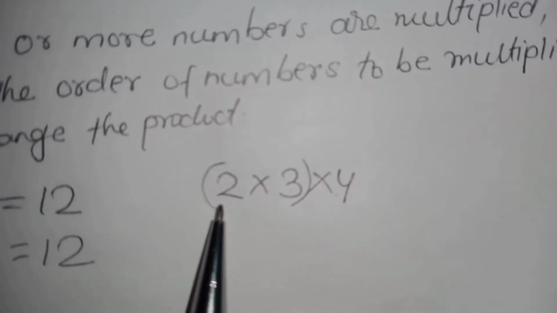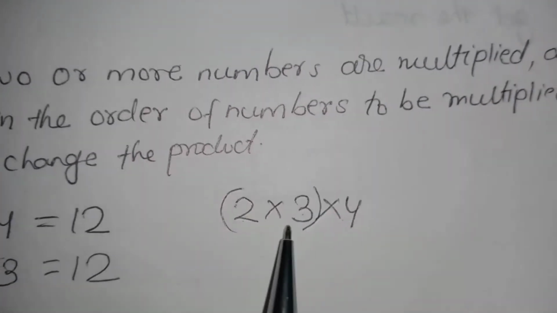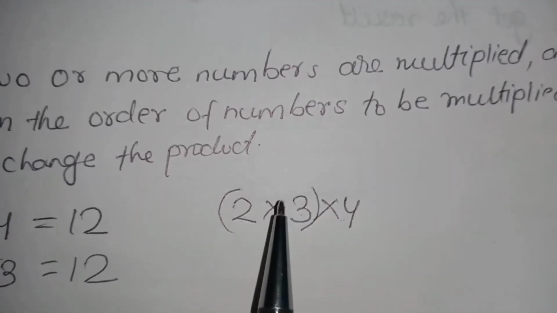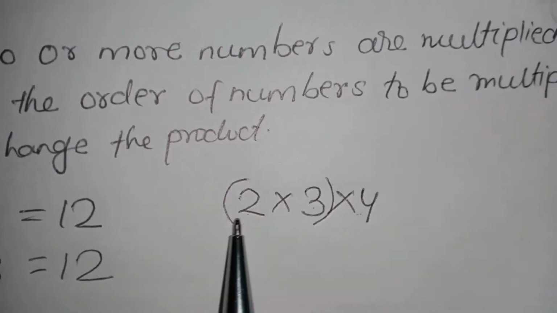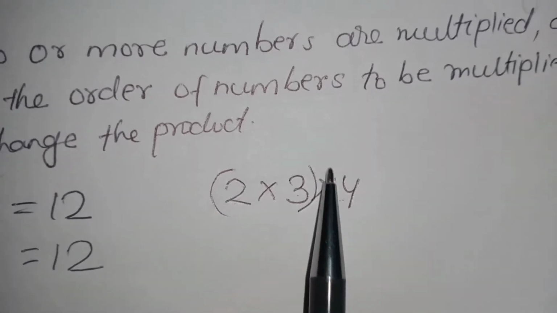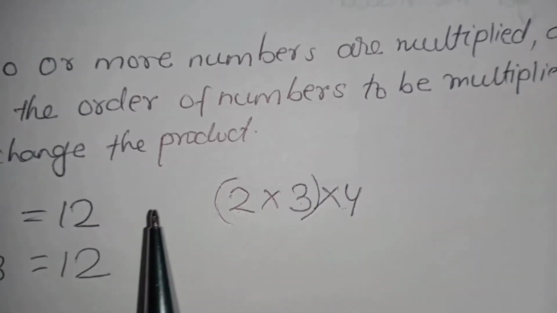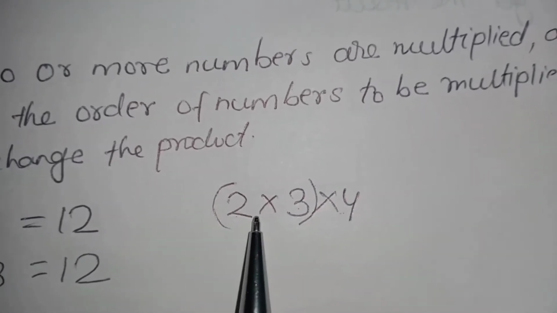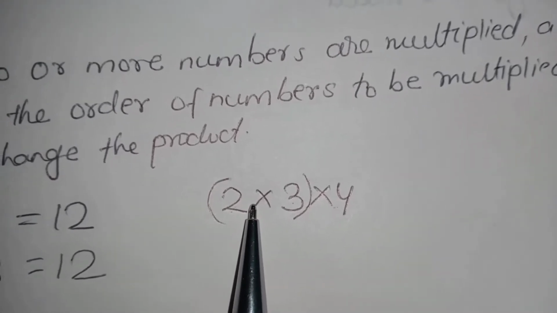First I will make this a group. Then whatever answer I get, I will multiply by this. I have already told you about this. When we multiply more than two numbers, we have to make a group. First I will multiply this. You can multiply these two first also. Whichever you want to multiply first, you can multiply, because at last we are going to get the same product only.